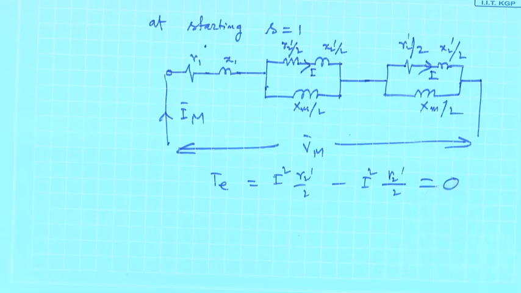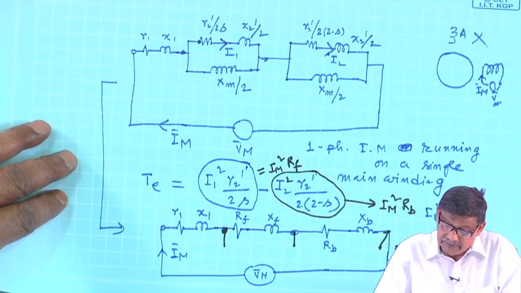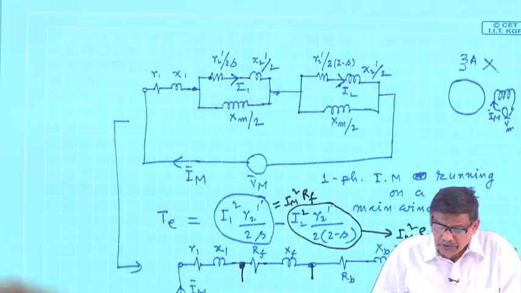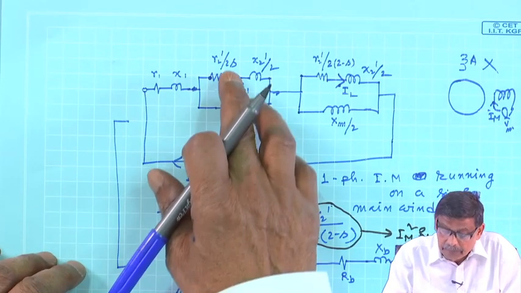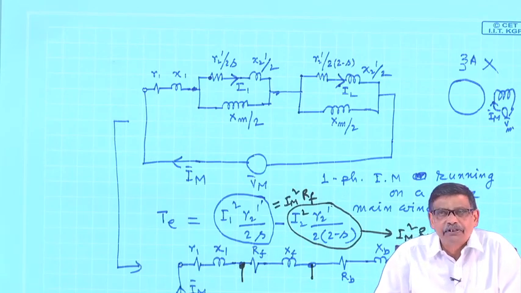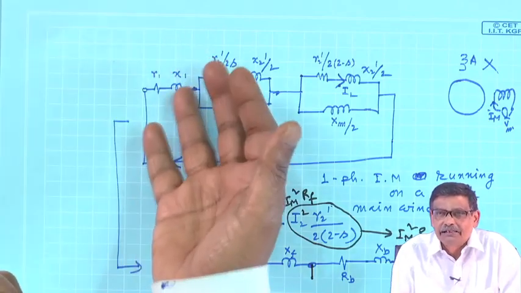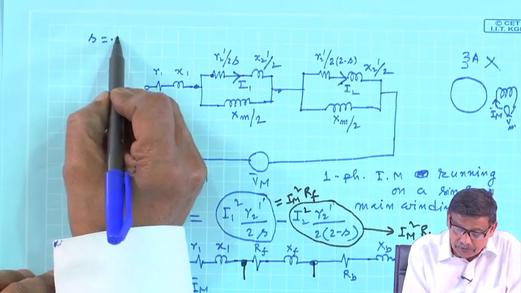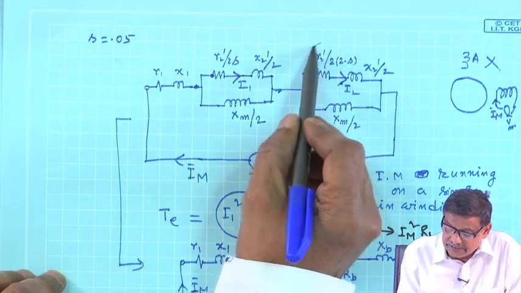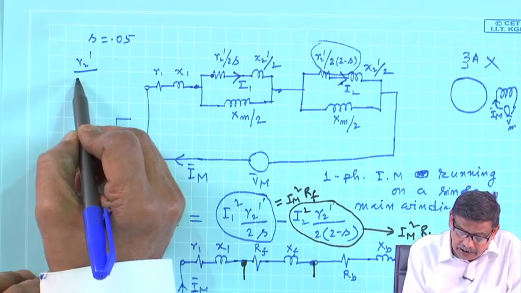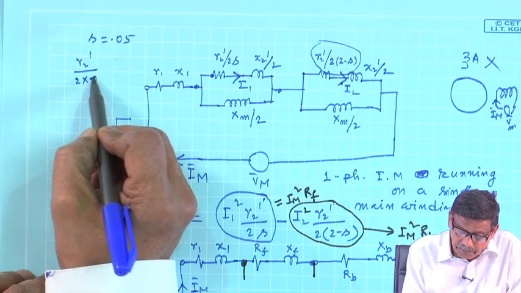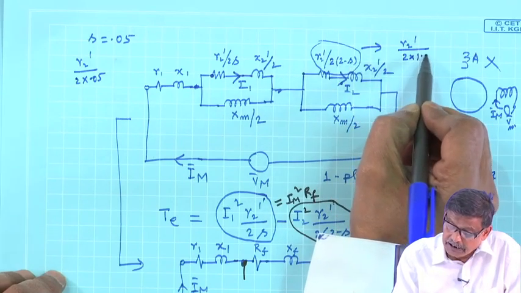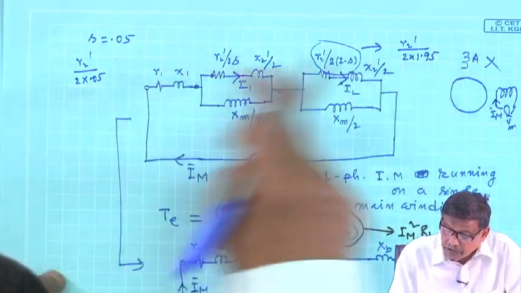Now, the question is, what happens if slip is other than 1? This is the equivalent circuit, no? Suppose you say slip is 0.05, put some number, because the range of variation of slip value is 0 to 1, it is a balanced two phase motor from which that S was derived, is it not? Therefore, if you put S equal to 0.05, see only these impedances change. What will be this impedance? It will be R2 dashed by 2 into 0.05. And what will be this impedance? R2 dashed divided by 2 into 1.95. These two impedances' resistance values will be different.